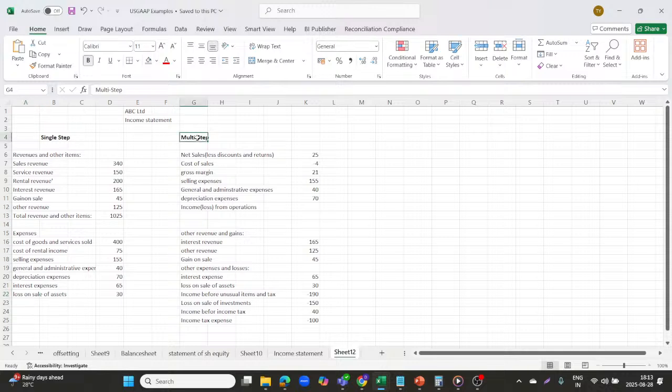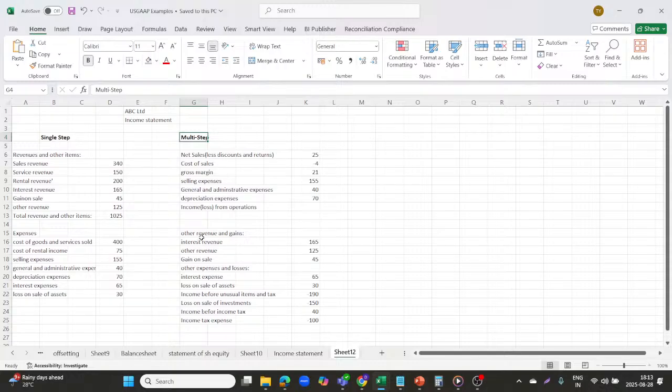But multi-step is the most used format. It reports operating revenues and expenses separately from the non-operating expenses. Now here the benefit is enhanced user information. The detailed presentation assists the user with readily available data to calculate various analytical ratios at their end, to take well-informed decisions about the performance of the company. So here you have income from operations, then you have revenue and gain from non-operations. Okay, similarly for the expenses.